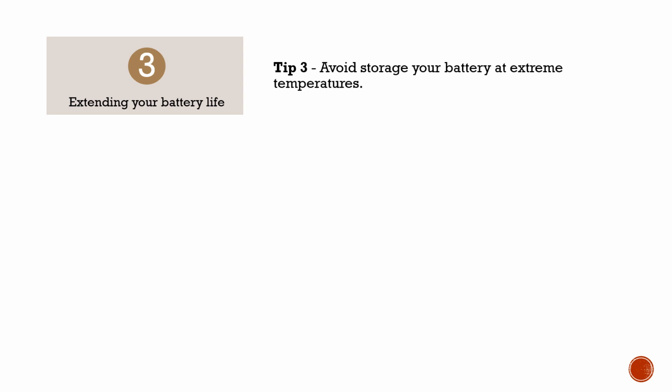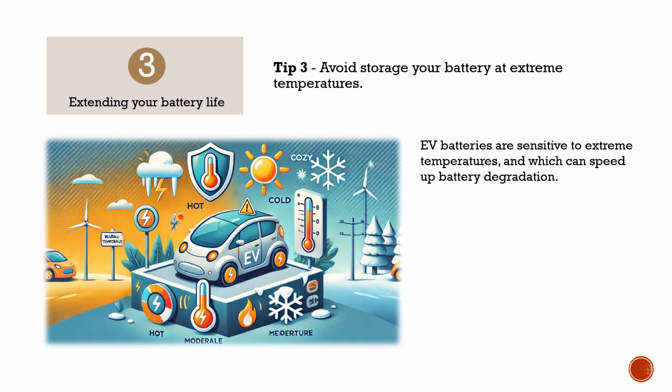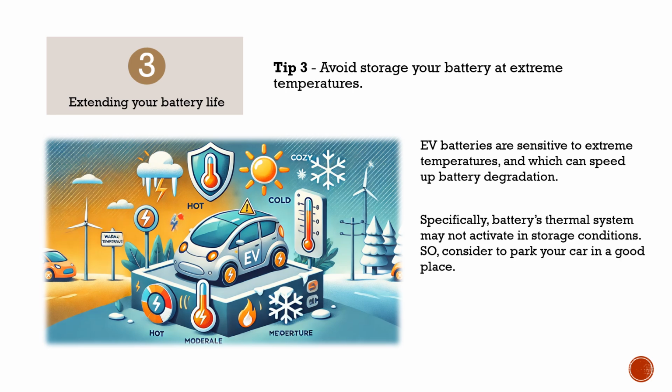Tip 3. Avoid storing your battery at extreme temperature conditions. EV batteries are sensitive to these conditions, and of course this will speed up your battery's aging. Maybe you'll consider that your car has a thermal system, but it may not activate during storage because no one powers it. So consider parking your car in a good place.